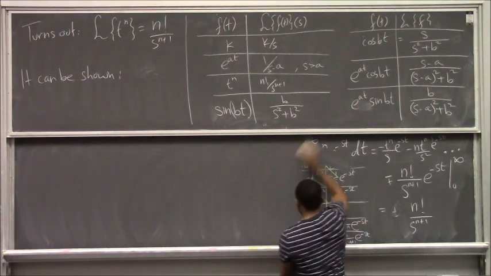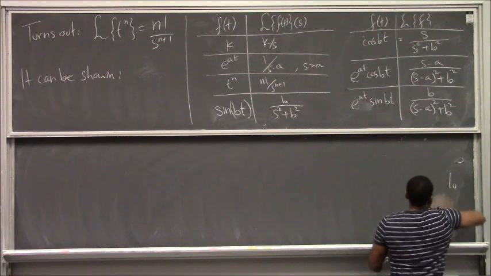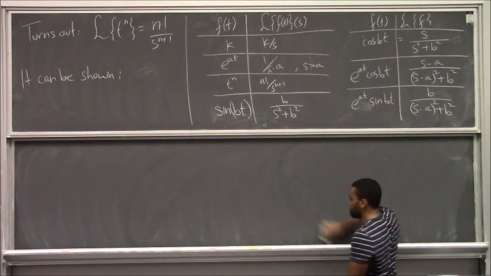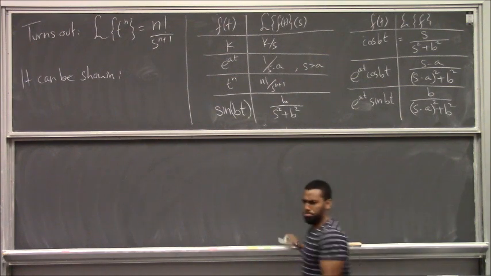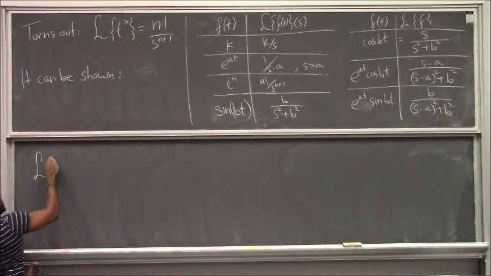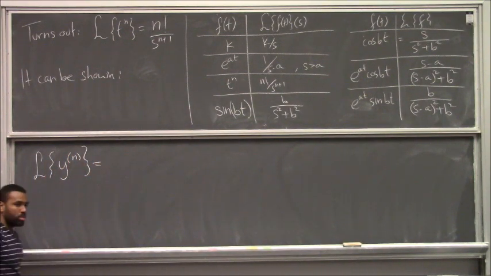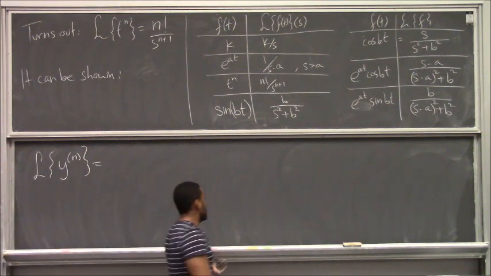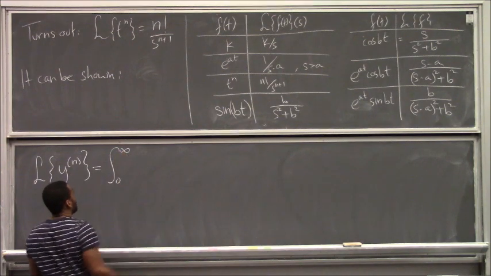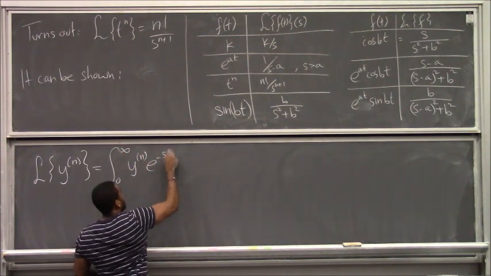So, a differential equation is an equation that just has a bunch of derivatives in it. So now you should ask the question, well, what does the Laplace transform of a derivative look like? If I wanted to transform something that looks like y to the nth derivative, what would I get? Well, this is just the integral from 0 to infinity of y^(n) e^(-st).